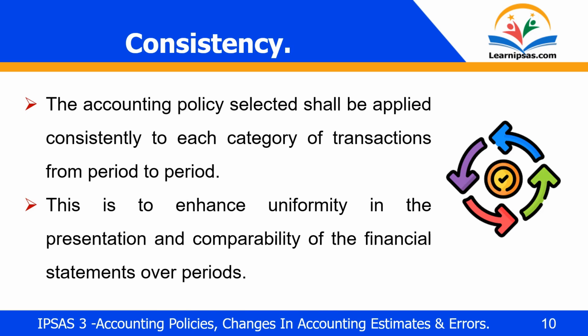Consistency. The accounting policy selected shall be applied consistently to each category of transactions from period to period. We say accounting consistency is an accounting principle. The reason is to enhance uniformity in presentation and comparability of financial statements of a period. Unless an IPSAS specifically requires or permits the categorization of items for which different policies may be appropriate. If an IPSAS requires or permits such categorization, an appropriate accounting policy shall be selected and applied consistently to each category.